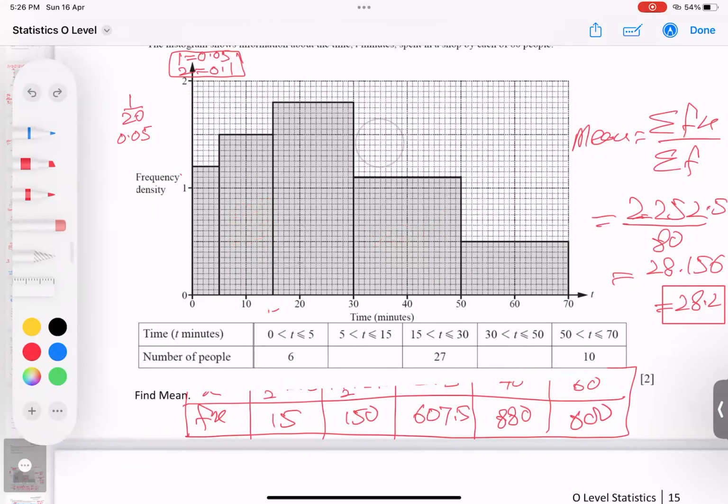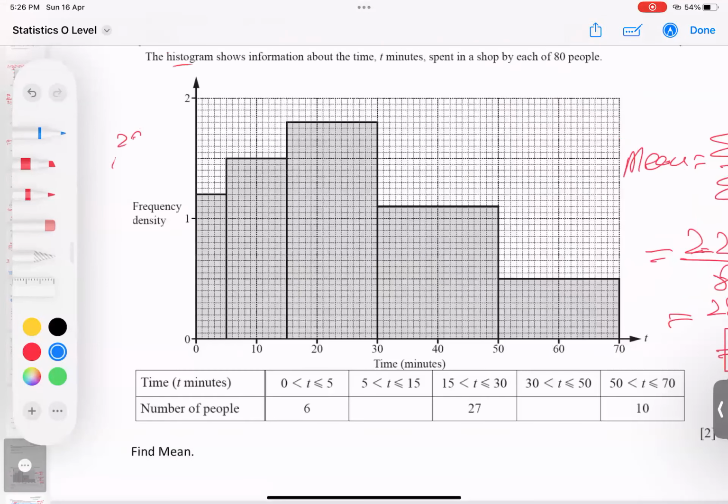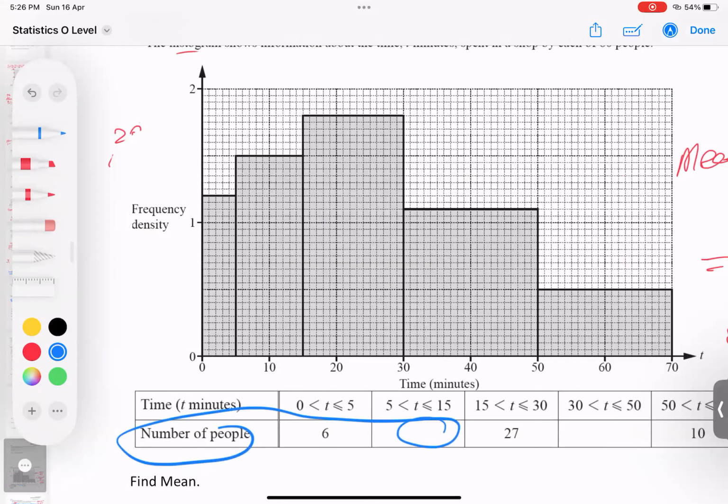Have a look, please, and then I will discuss this one. Look here. In my question, the frequency is the number of people, and the frequency is missing. If I ask you to find the frequency for 5 to 15, where is 5? 5 is here. Where is 15? 15 is here. It means he talks about this gap, and this rectangle I'm looking for. So how much is this gap? 15 minus 5 gives you 10.